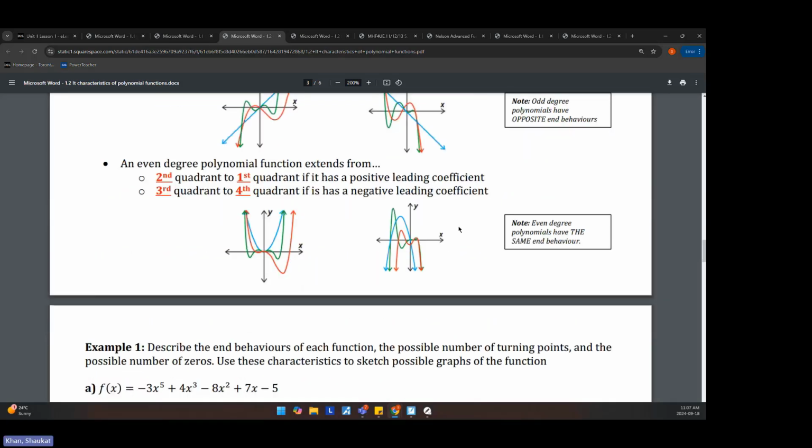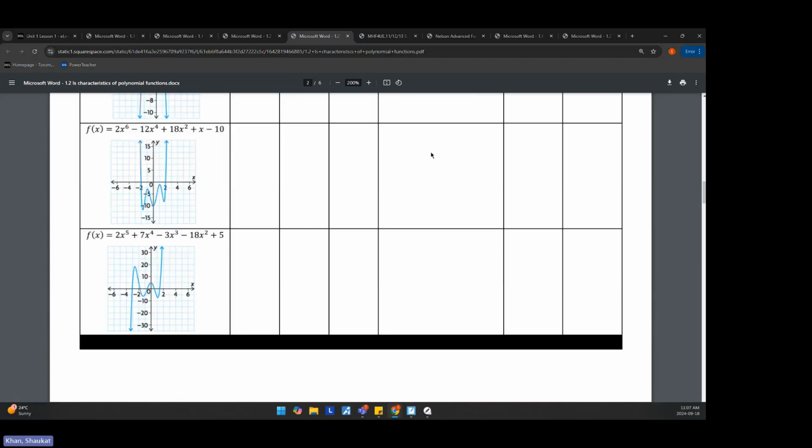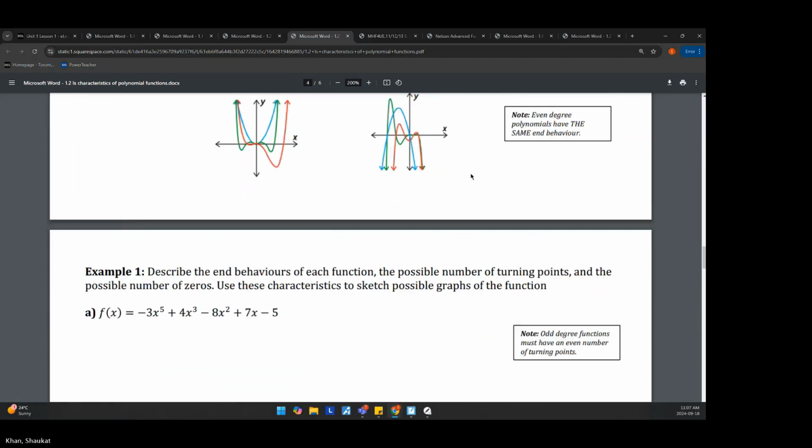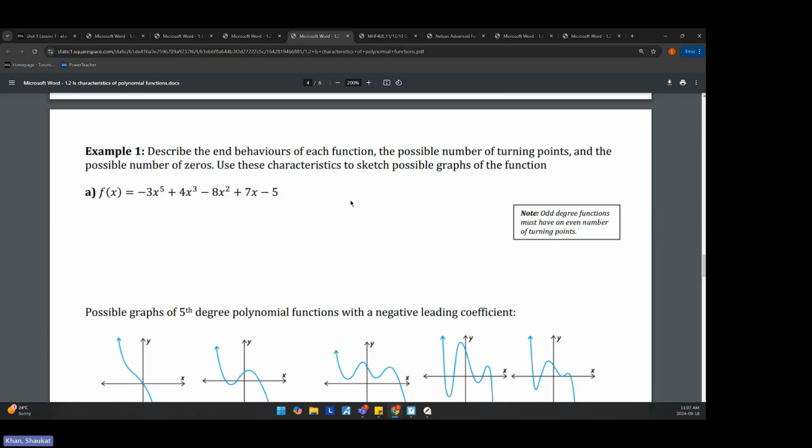Example 1. Oh, okay, let's see if we can do example 1. All right. Describe the end behaviors of each function, the possible number of turning points, and the possible number of zeros. Use characteristics to sketch possible graphs of the functions. So here we have example 1a. We know that this is an odd degree polynomial because the highest exponent is 5.